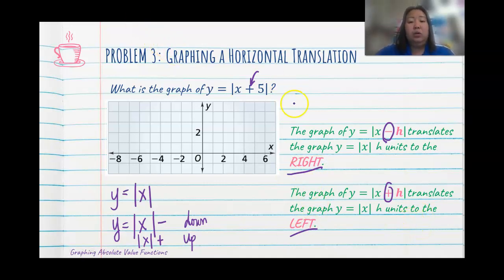So if our equation y is equal to the absolute value of x plus 5, that's inside our absolute value, where are we going? Are we going up, down, left, or right? The plus sign is inside, so it's going to be a horizontal movement, and the plus is simply going to the left. So we move our vertex 5 to the left, so it's going to be here.